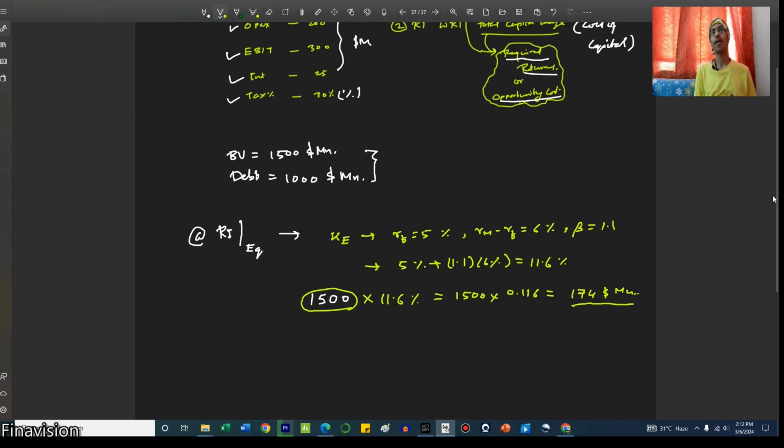Now let's calculate what our earnings are. Earnings or net income is equal to earnings before interest and taxes minus interest adjusted for tax rate. So this is equal to 300 minus 25 into 1 minus 0.3, which is 0.7, right? So this becomes 275 into 0.7. This is 192.5.